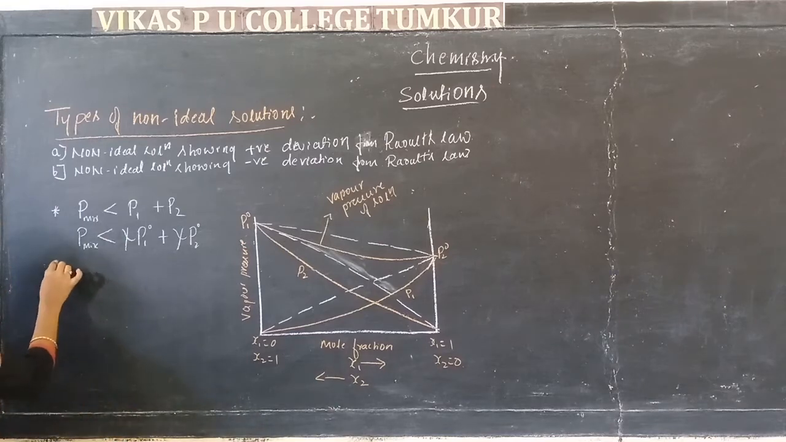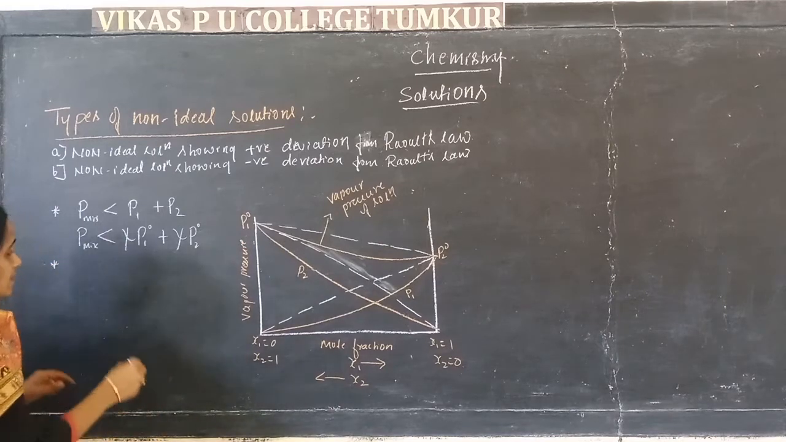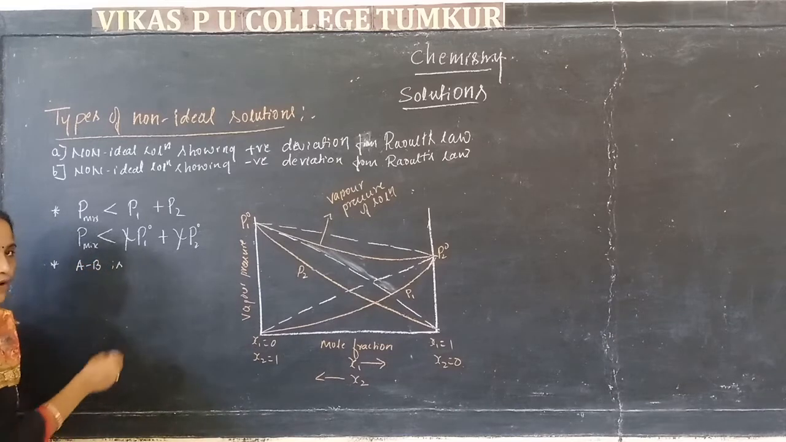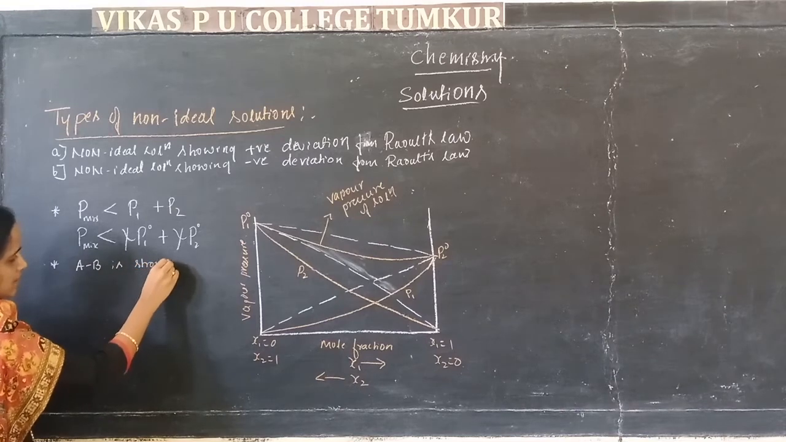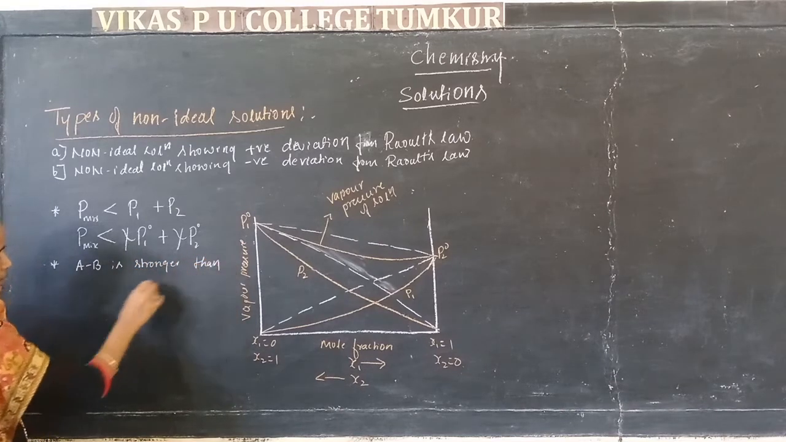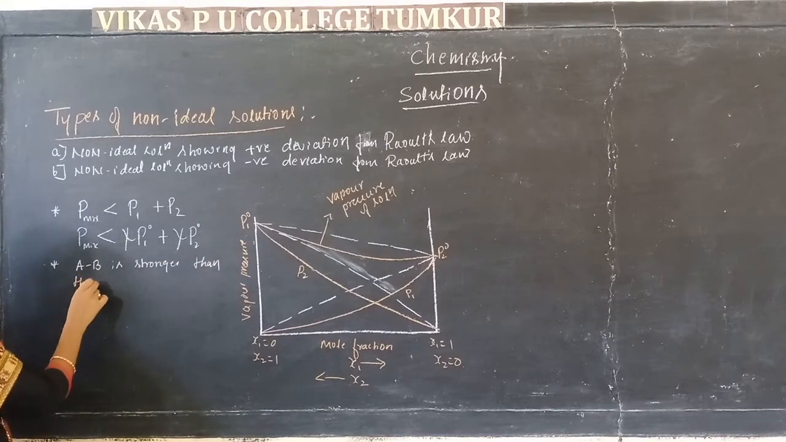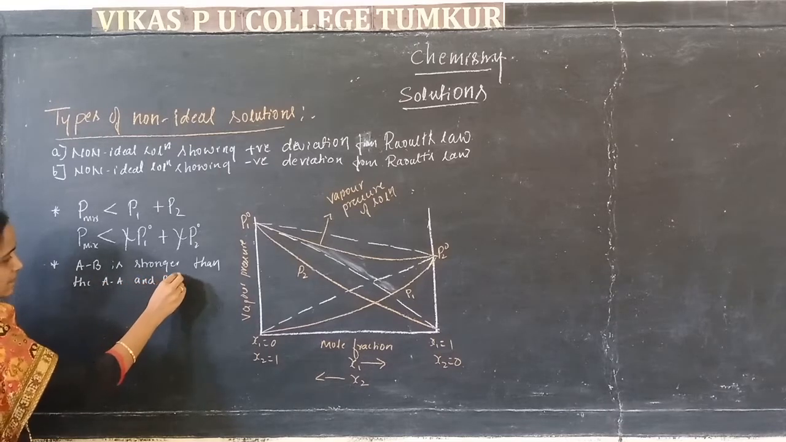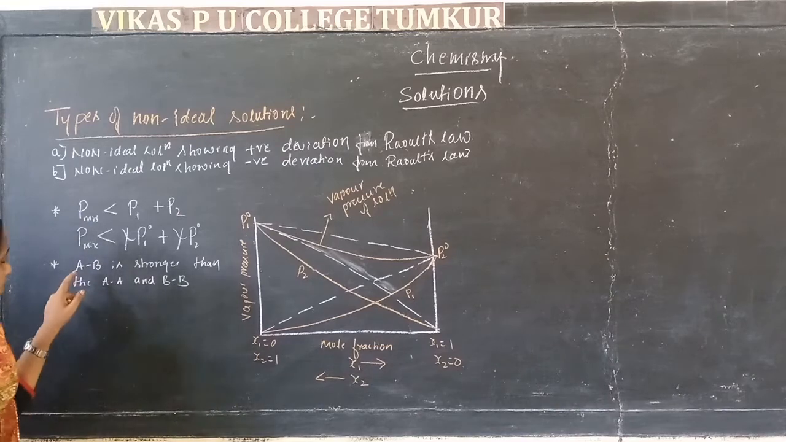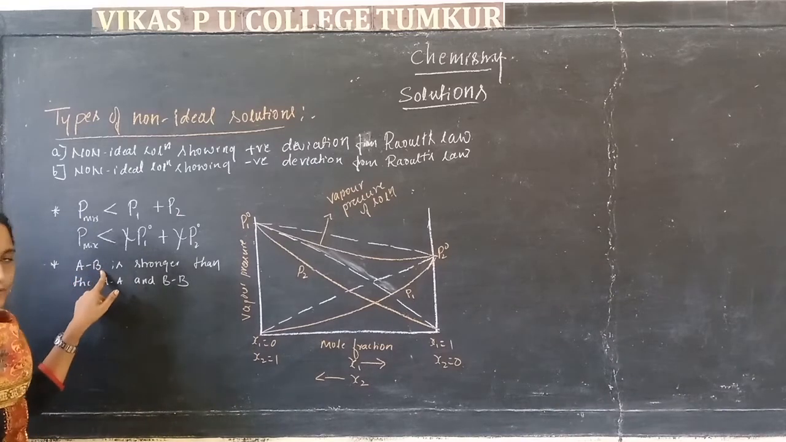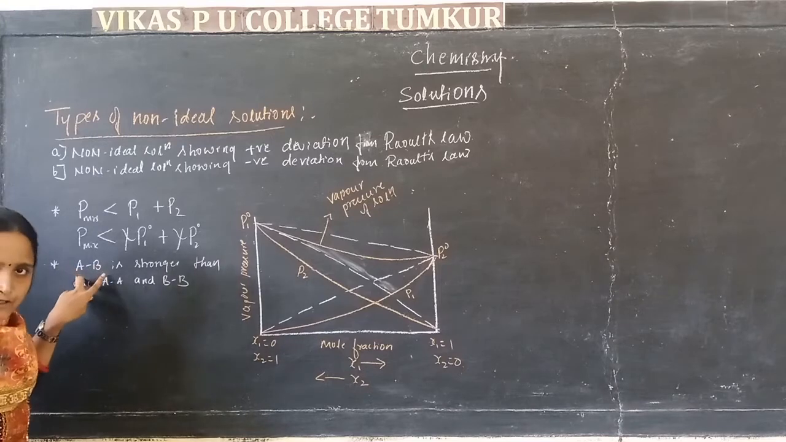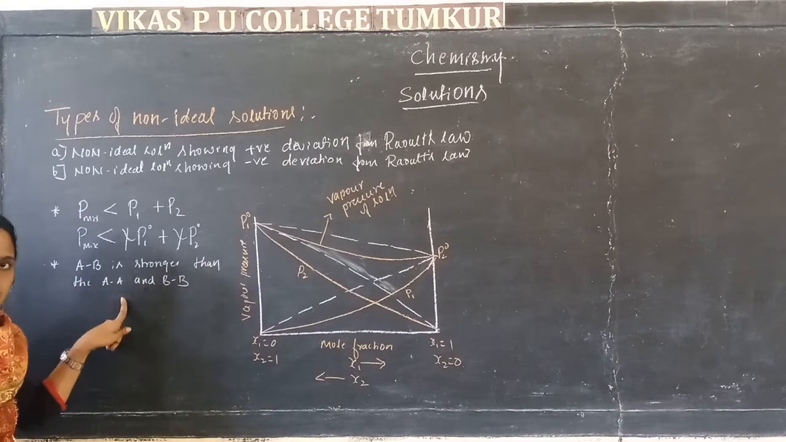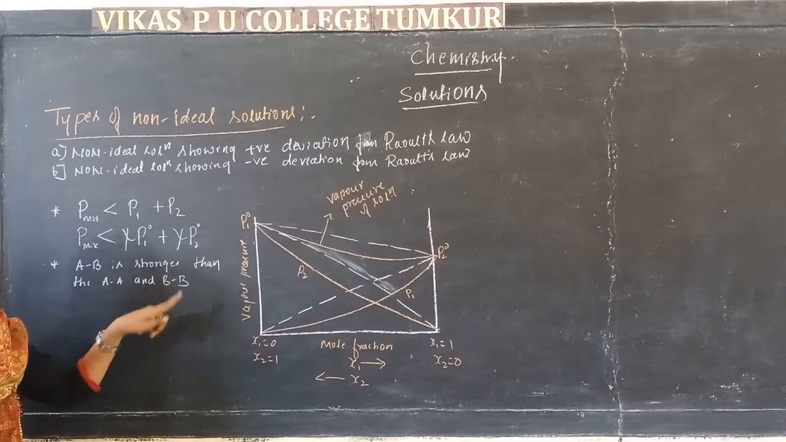In the interactions, the interaction between A and B is stronger than the interaction between AA and BB. If A is taken as the solute and B is taken as the solvent, then the interaction between the solute and the solvent is stronger than the interaction between solute and solute or solvent and solvent.